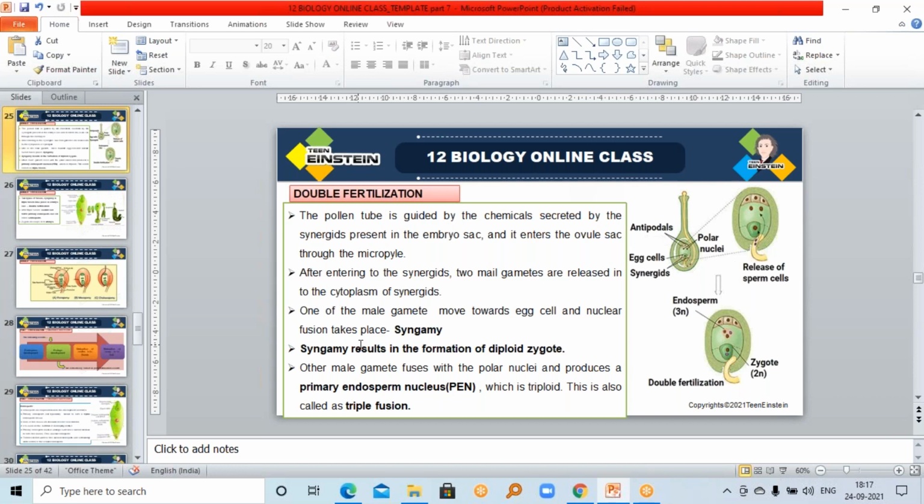Syngamy results in the formation of a diploid zygote. After syngamy, the zygote formed will be in diploid condition. There will be 2 sets of chromosomes, 2n number of chromosomes will be present in the zygote.